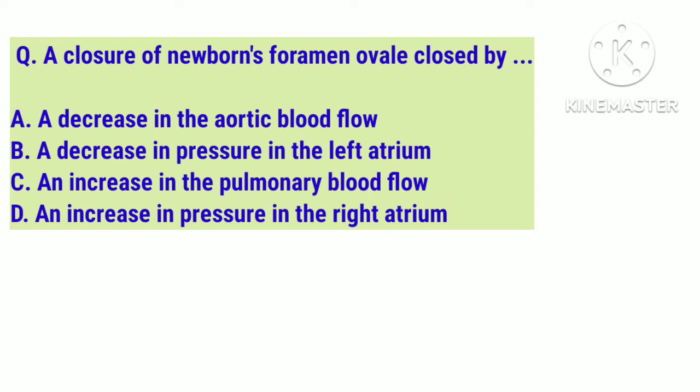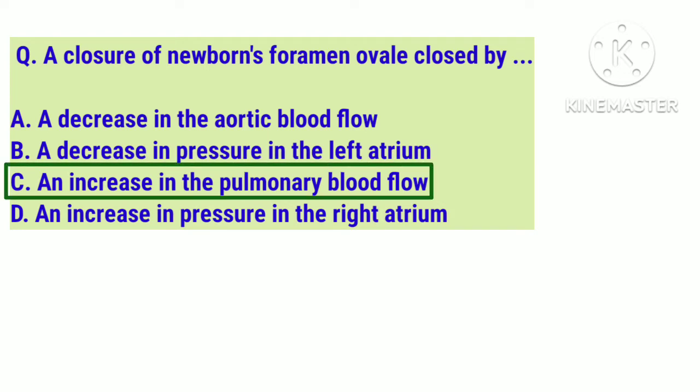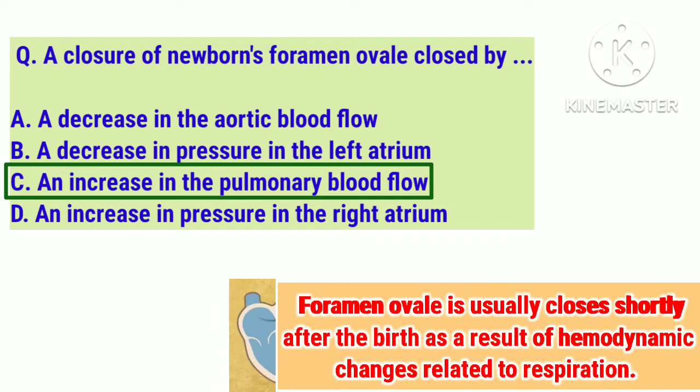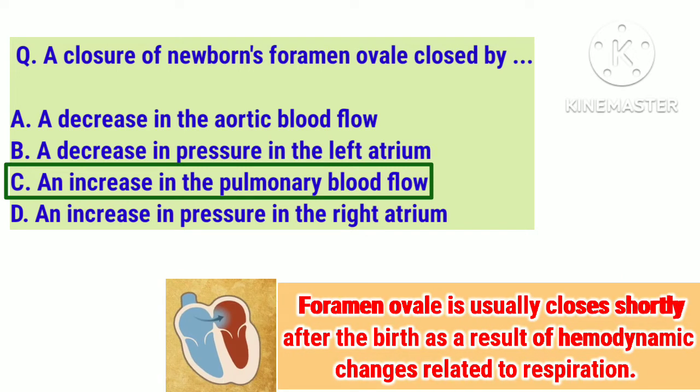Closure of newborn's foramen ovale is caused by A. A decrease in the aortic blood flow. B. A decrease in pressure in the left atrium. C. An increase in the pulmonary blood flow. D. An increase in pressure in the right atrium. And the correct answer is C. An increase in the pulmonary blood flow. Foramen ovale usually closes shortly after the birth as a result of hemodynamic changes related to respiration.